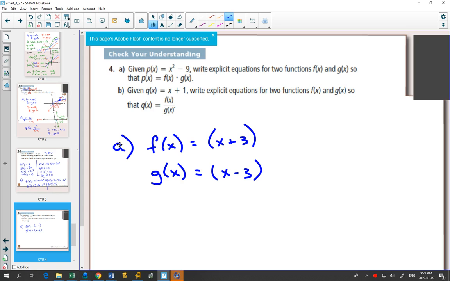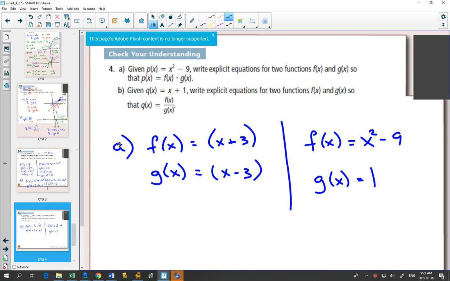But if we wanted to sort of cheat, if you made f of x x squared minus 9, you have to multiply by 1. And that's also true. But that's why they don't ask these questions on the exam.